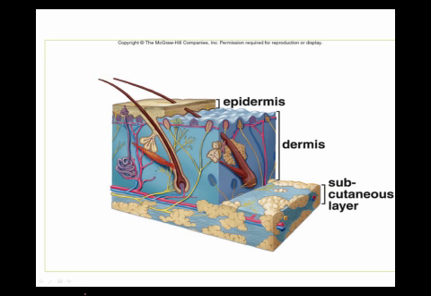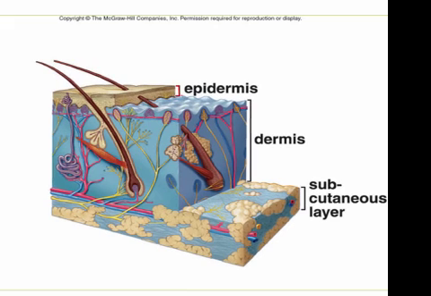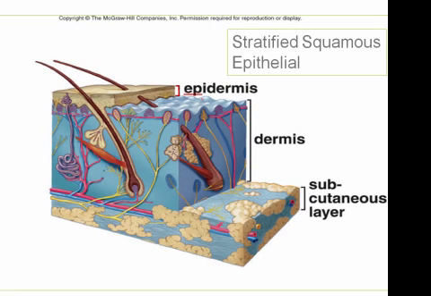Here's a diagram of the skin. The upper portion of the skin is the epidermis. Epi means over, so the epidermis. This is made of stratified squamous epithelial. We'll see a picture in just a moment where we can see greater detail of the epidermis.